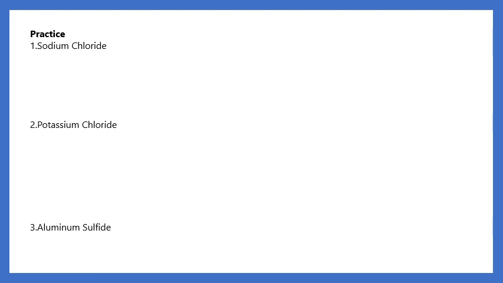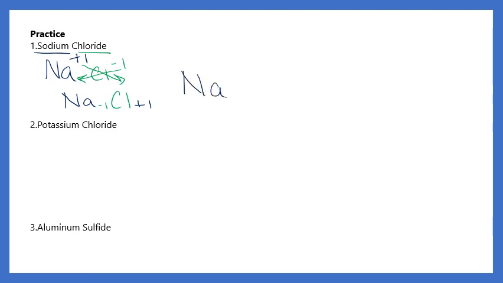Well, first, I'd like you to practice. So please do these 3 practice problems. I will do the first one for you. Sodium is the metal, and it's Na with a +1 charge. Chlorine is the nonmetal, so it's Cl with a -1 charge. We're going to crisscross those charges. So we should have Na -1, Cl +1, which we can simply write, after simplifying, as NaCl.